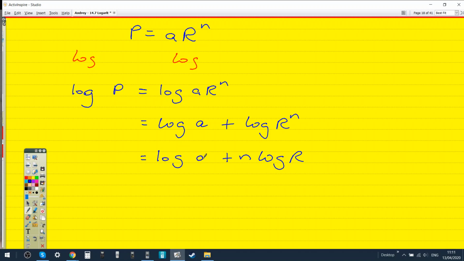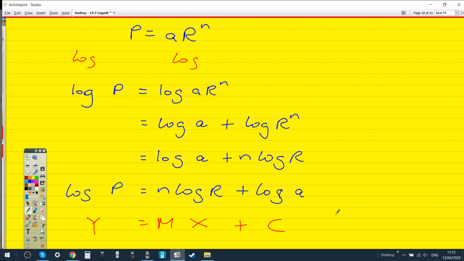And so basically, in this case, r was like the x. And the other one was like the y, the y-axis. So log p is like your y. N at the front is your m. Log r is like x, and then the thing without the x is the plus c. So if you had a graph, you'd get the gradient of the line, that would be n, and then the y-intercept is c. So if log a is equal to c, then how do you get a?